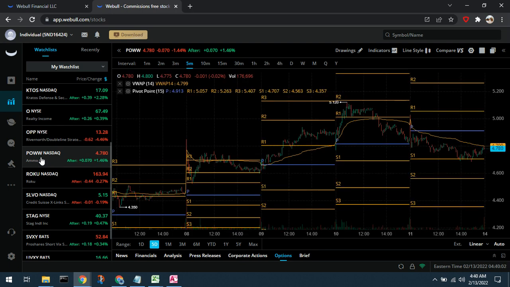POWW we'll leave on the watch list. This is interesting because it's an ammunition company, and it really didn't react very much to the Russia invasion news. It is a little high right now. They had previous news that ran it up a bit, but again, there's a very positive catalyst behind POWW. I'm surprised it didn't react more to the Russian invasion, so there might be an opportunity there.